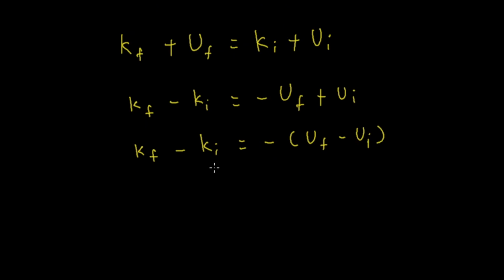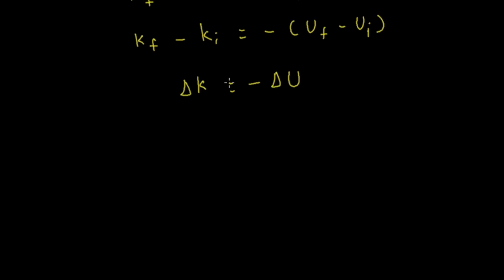Now, this is just the change of kinetic energy. And this is the change of potential energy, but it's negative. So negative change in potential energy. So basically, we can say that the change in kinetic energy is the negative change in potential energy. Yeah, because that should be negative. Because when potential energy decreases, kinetic energy increases. When kinetic energy decreases, potential energy increases, right? So it's the opposite relationship.